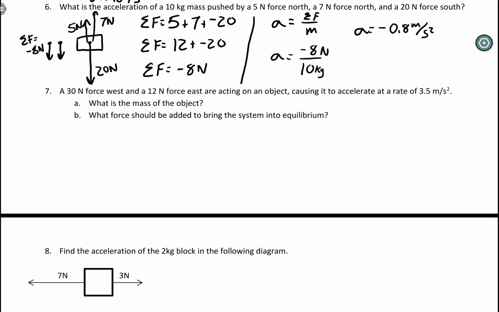So here we go. A 30 Newton force west and a 12 Newton force east are acting on an object, causing it to accelerate at a rate of 3.5 meters per second squared. What is the mass of the object, and what force should be added to bring the system into equilibrium? Again, you want to start by drawing a free body diagram, and now let's draw these forces. It's a 30 Newton force west, okay, and it's a 12 Newton force east.